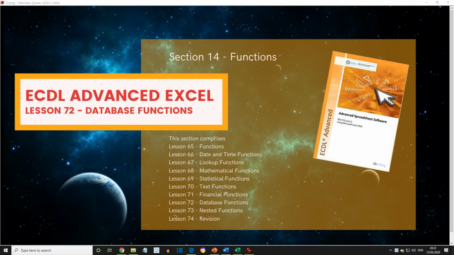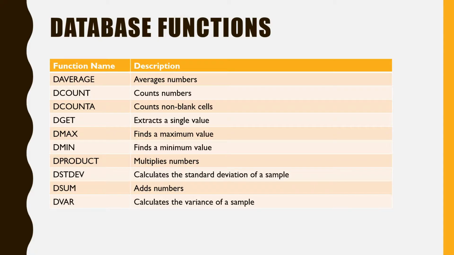ECDL Advanced Excel Lesson 72 Database Functions. There are functions especially designed to be used with lists. The functions perform calculations on fields in a list, but only on those records which meet the selection conditions defined in the criteria range. For example, in a list of sales by city, database functions can be used to obtain values for a specific city only, by selecting that city in the criteria range.